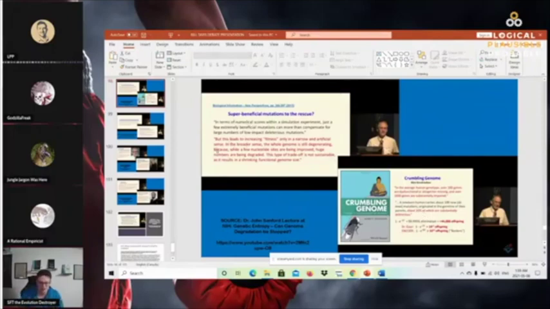And right here is some data on super beneficial mutations and the numerical simulations. It says, in terms of numerical scores within a simulation experiment, just a few extremely beneficial mutations can more than compensate for large numbers of low impact deleterious mutations, right? That's the argument. But this leads to increasing fitness only in a narrow and artificial sense. In the broader sense, the whole genome is still degenerating, because while a few nucleotide sites are being improved, huge numbers are being degraded. This type of trade-off is not sustainable, as it results in a shrinking functional genome size.